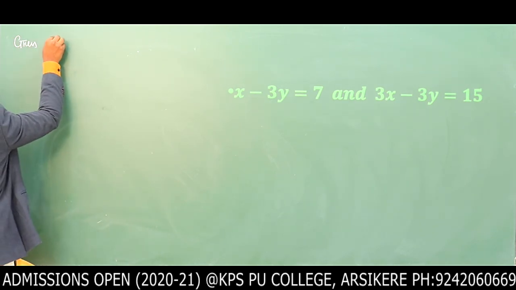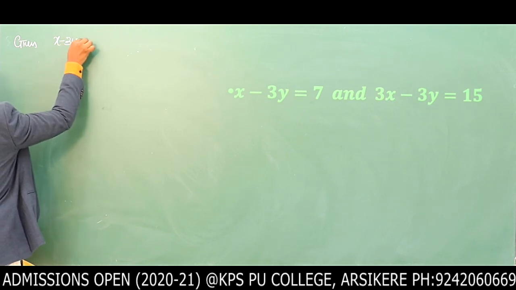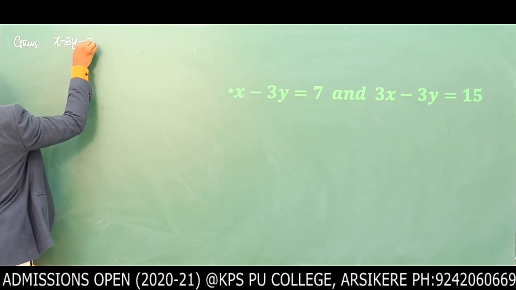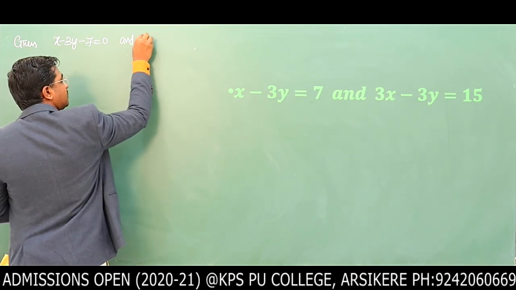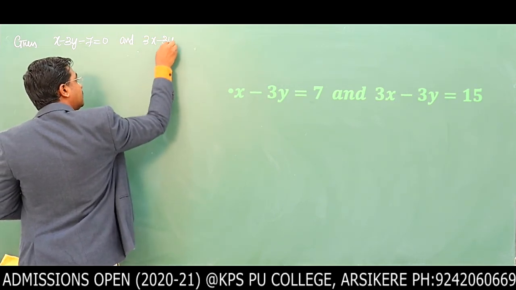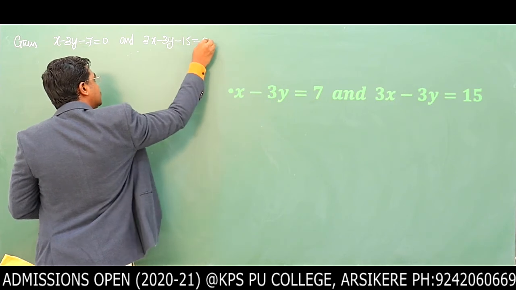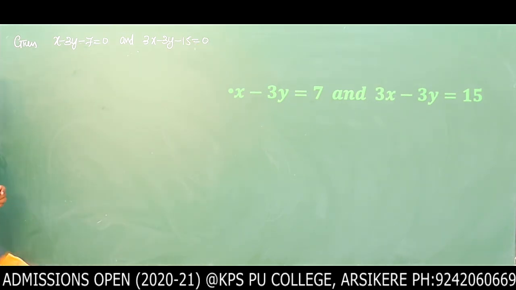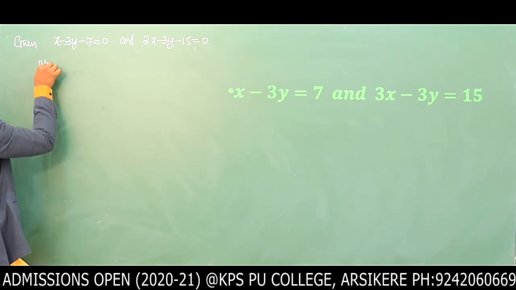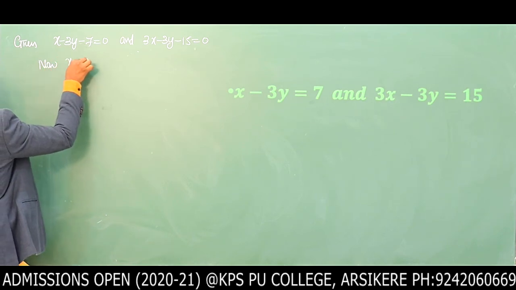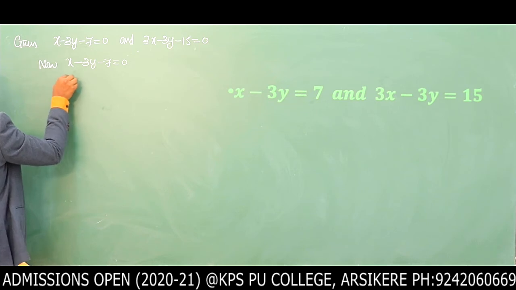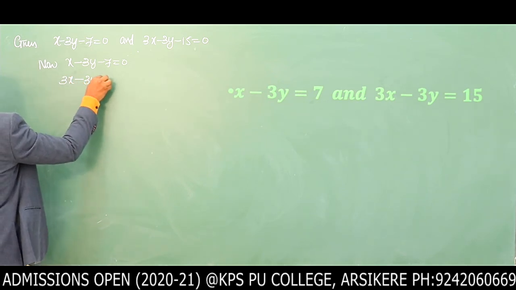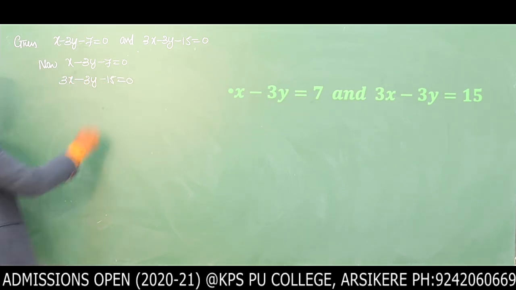Given x minus 3y is equal to 7. Let's write it as x minus 3y minus 7 is equal to 0, and the second equation, reduce it, 3x minus 3y minus 15 is equal to 0. Now write 1 by 1. Now x minus 3y minus 7 is equal to 0 and the second equation 3x minus 3y minus 15 is equal to 0.